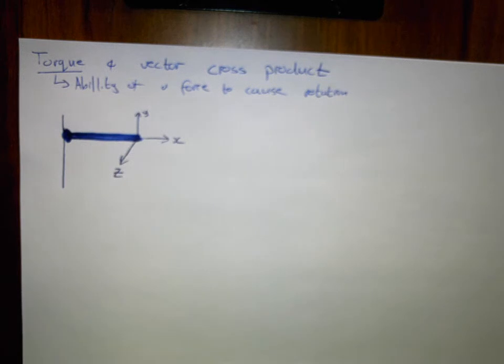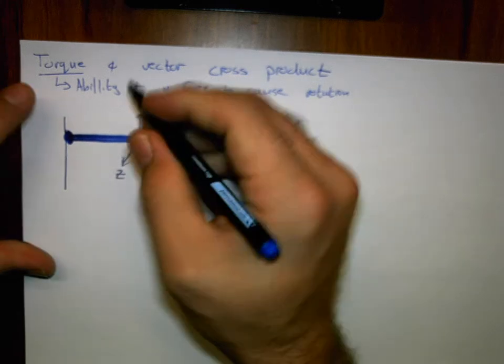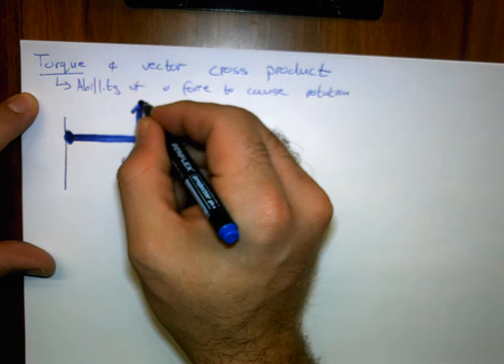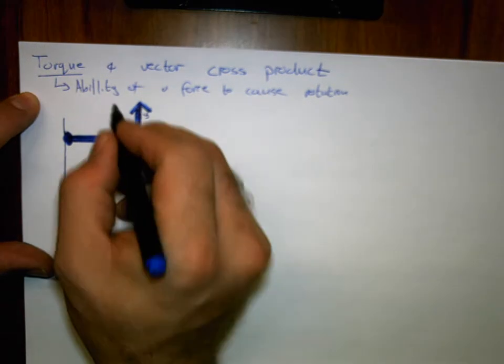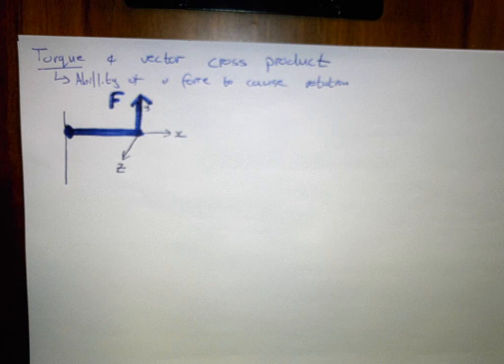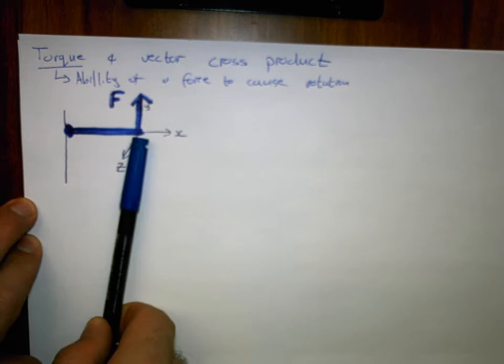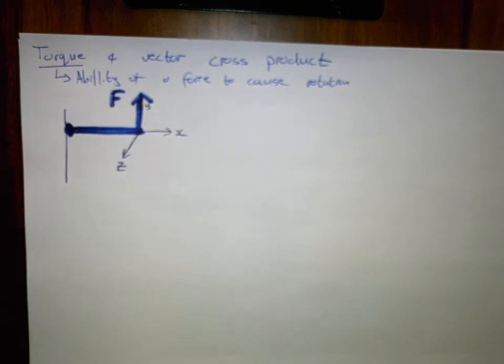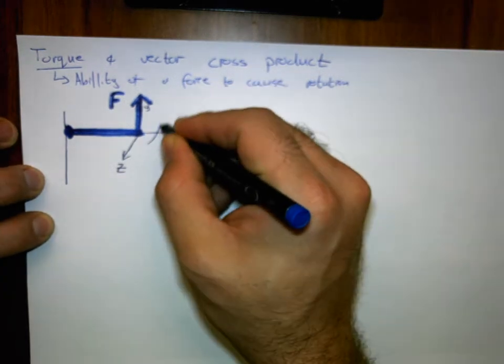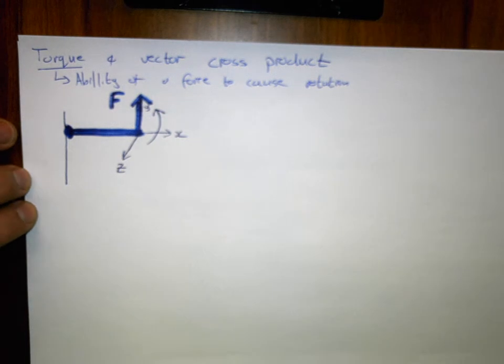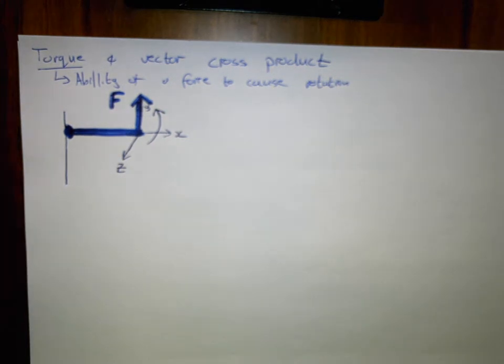So let's say we decide to apply a force purely along the y-axis. So I now apply a force over there, purely along the y-axis. So obviously if this thing is pivoted at the wall and I apply this force, I can expect rotation in this plane. So I expect this rod to rotate in that plane. If I apply the force like that, this rod will sweep out an angle in the xy plane.